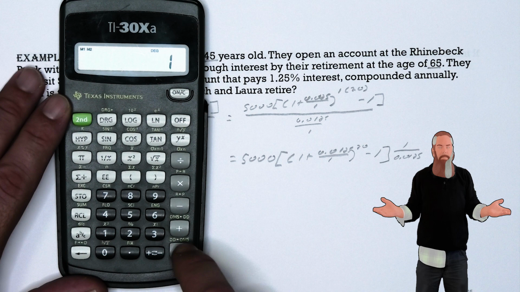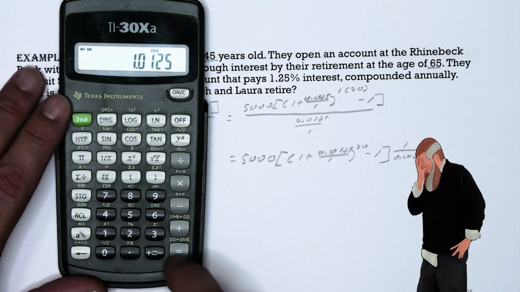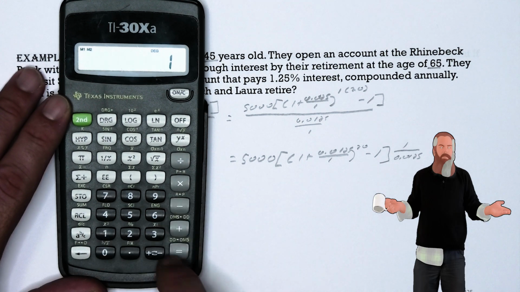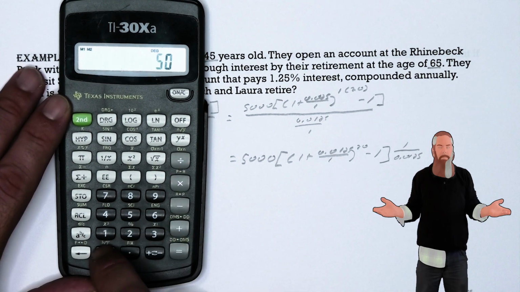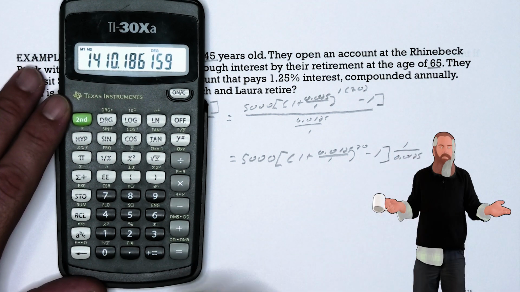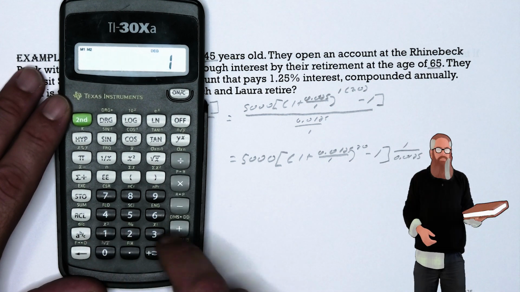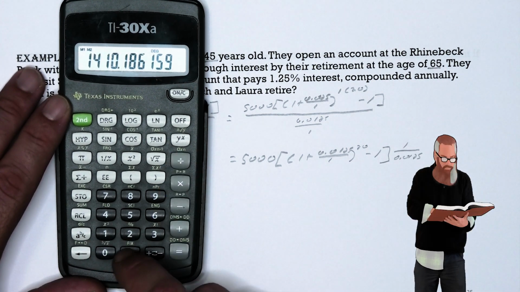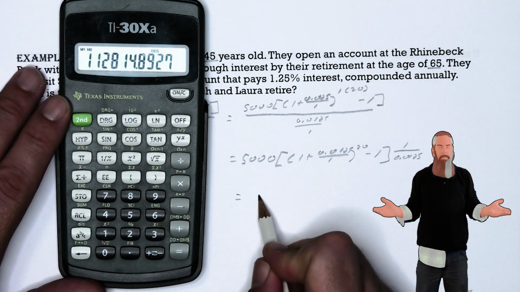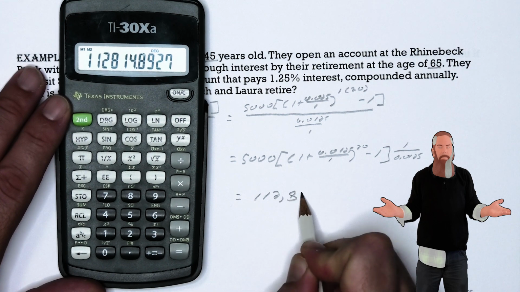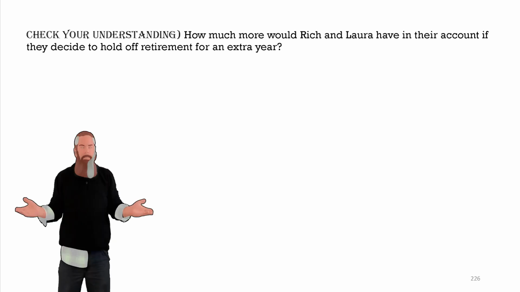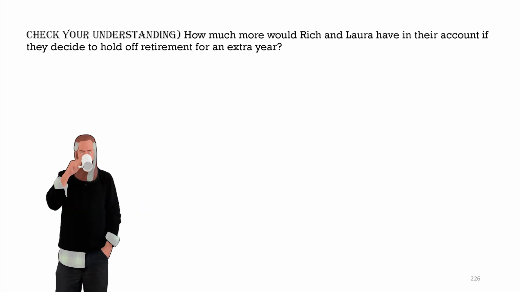0.0125 divide 1 equals plus 1 equals exponent 20 equals minus 1 equals times 5,000 equals. We don't need to do that times 1, though if we had a different number we would do it, so we can say times 1 equals, but then divide 0.0125 and hit equals. We see that they will have $112,814.89.